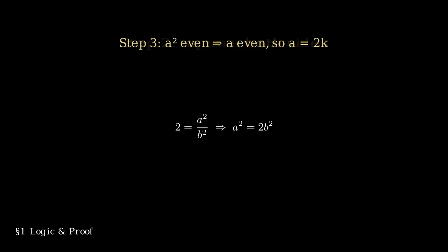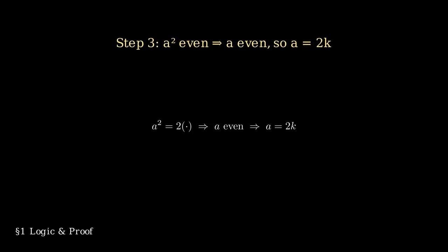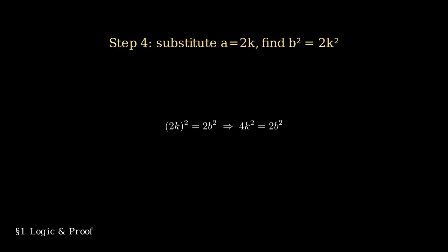Step 3. Since a squared equals 2 times an integer, a squared is even, and by example B's logic, that means a itself is even, so write a equals 2k. Step 4. Substitute back in, (2k) squared equals 2b squared, so 4k squared equals 2b squared, so b squared equals 2k squared, meaning b squared is even too, so b is even as well.